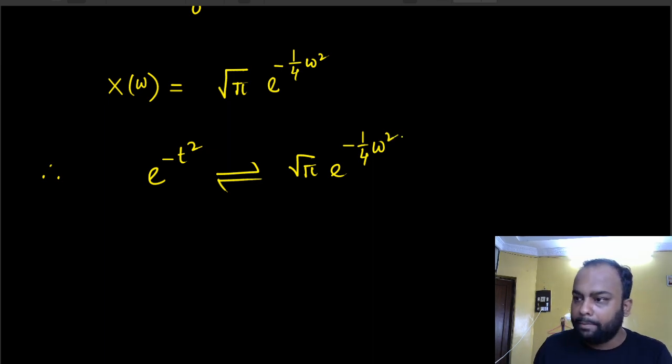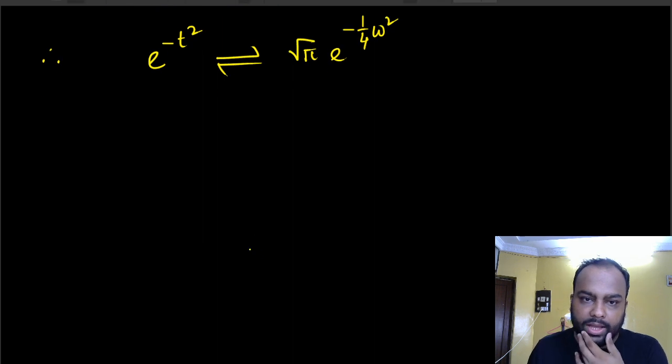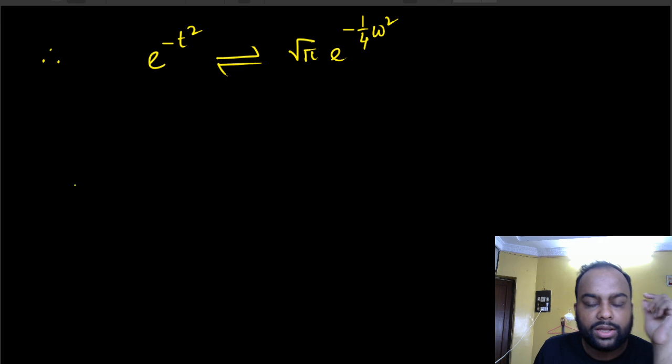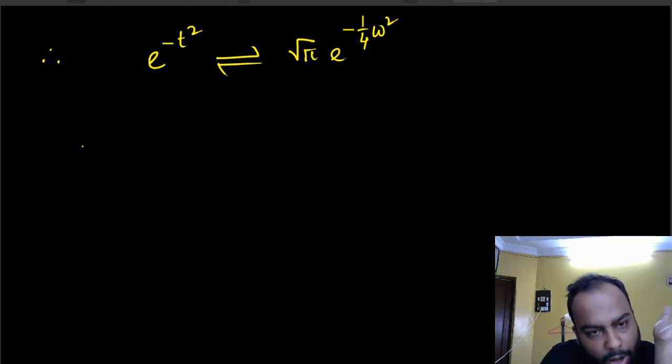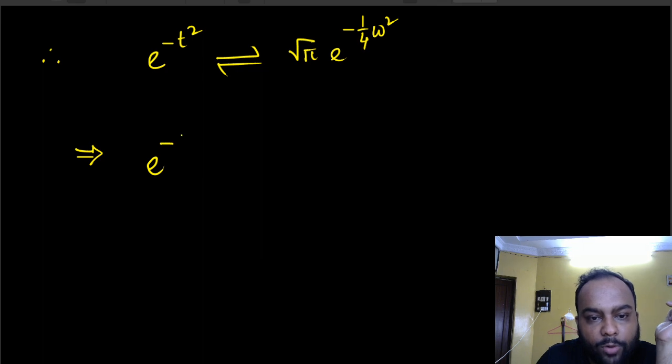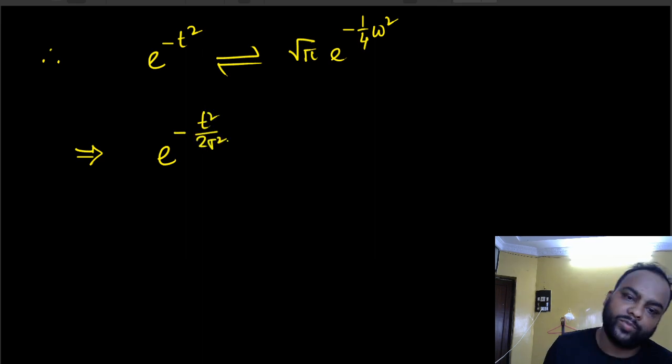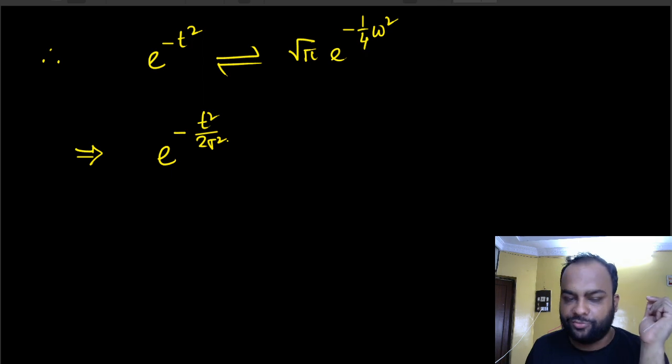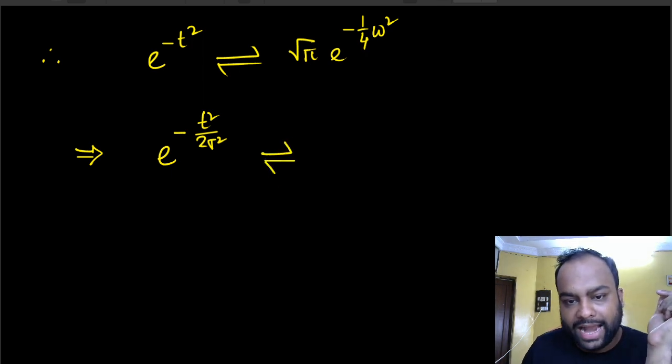Okay, but let's not end things here. Let's continue a little bit and see what happens if we introduce a constant. Let's say I want to calculate the Fourier transform of e to the power minus t square by 2 sigma square. What will that be?